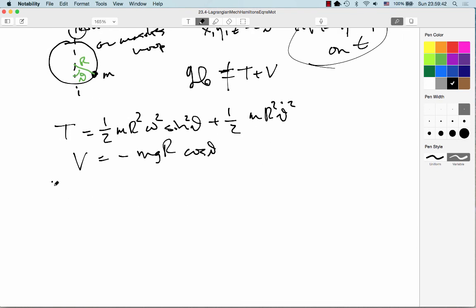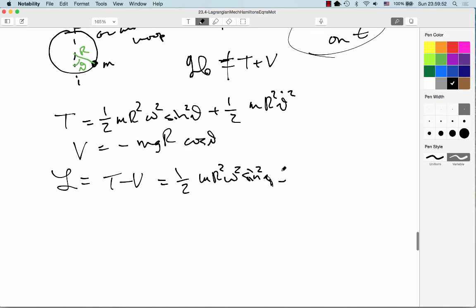All right. So now the Lagrangian is T minus V. So it'll be 1/2 m r squared omega squared sine squared theta plus 1/2 m r squared theta dot squared, minus V will mean plus m g r cos theta. All right, so that's my Lagrangian.